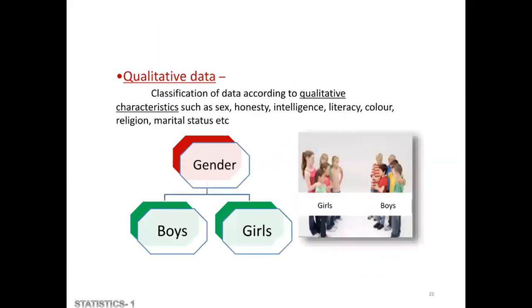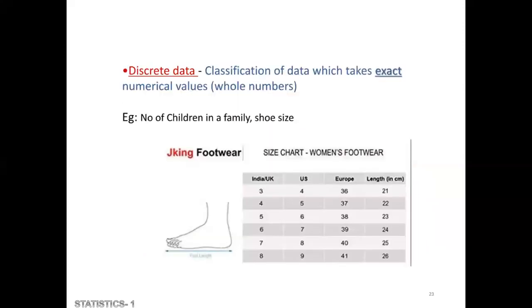Qualitative data deals with classification of data according to qualitative characteristics such as sex, honesty, intelligence, literacy, color, religion, marital status, all these things. For example, dividing the gender as boy and girl. Here you can see that boy and girl is a qualitative aspect. You cannot quantify it. Similarly, intelligence, perseverance, perception are qualitative factors.